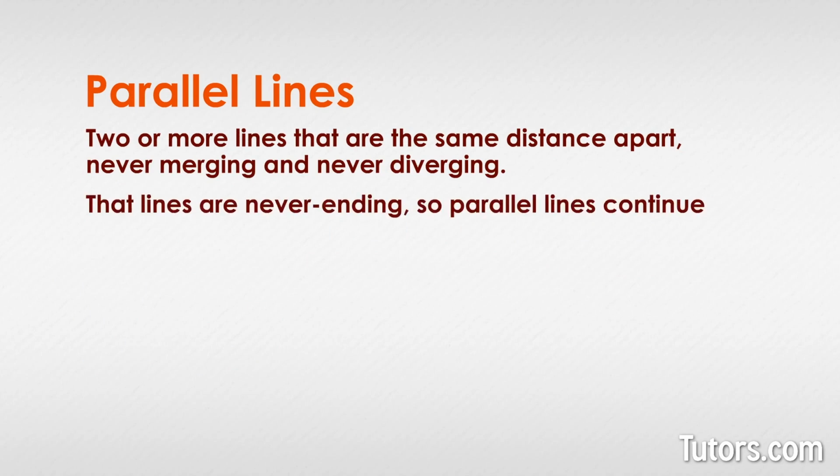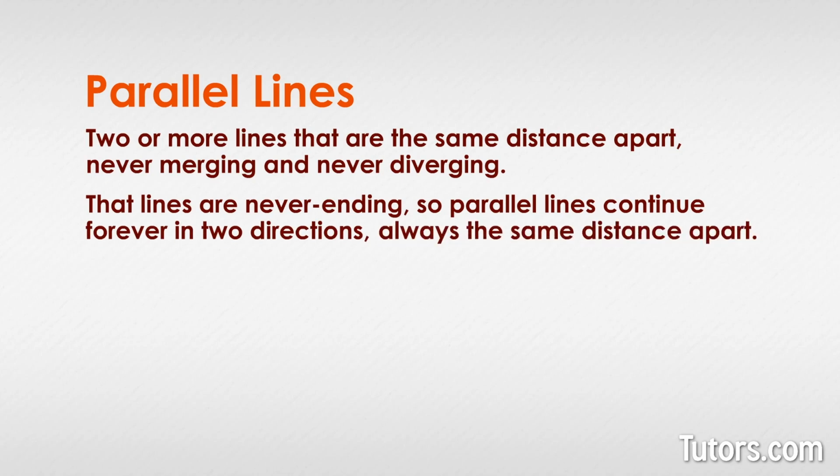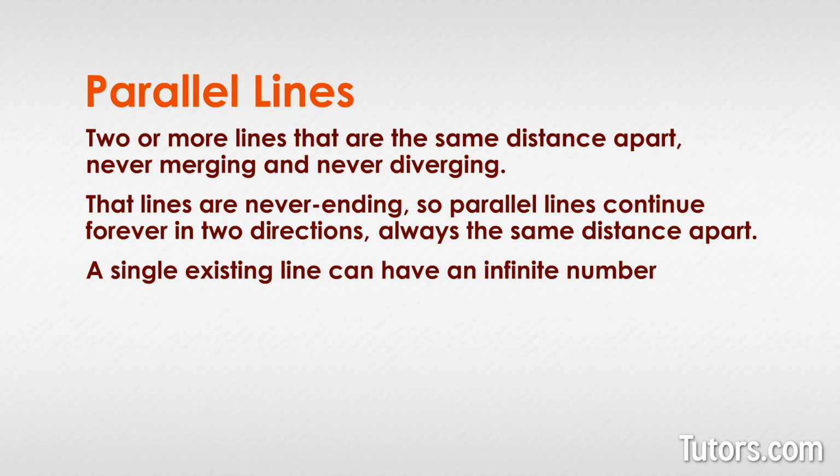We recall that lines are never ending, so parallel lines continue forever in two directions, always the same distance apart. A single existing line can have an infinite number of parallel lines too, simply by picking a point not on any existing line and constructing a line parallel to all the existing ones.